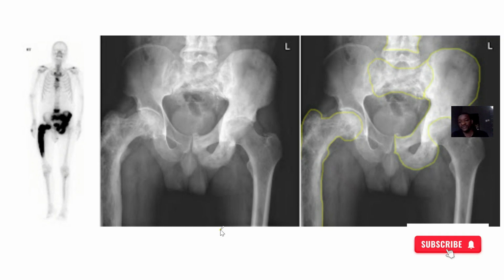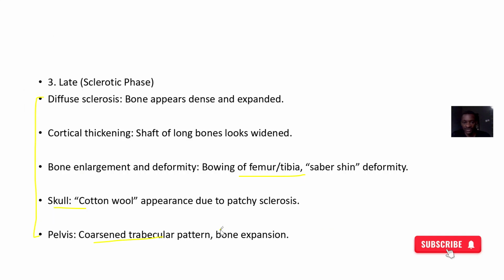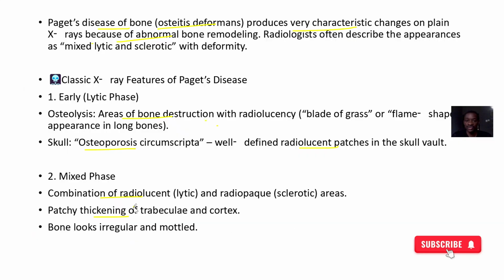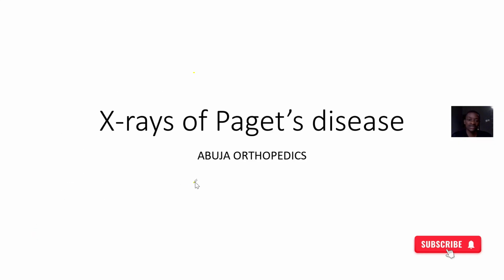Okay, so this is a pelvis. You can pause to observe the pelvis. So what we have here, most frequent sites, you're having all those, you know, in the pelvis, in the skull, you know, femur and tibia, you know, spine. Clinical importance is it can cause a lot of pain, deformities and fractures, you know. So it's always good to do an x-ray so that I can be able to diagnose the disease condition.